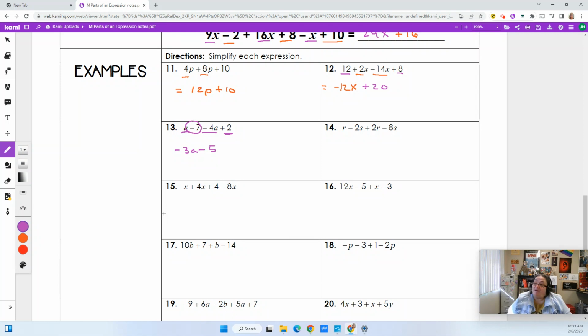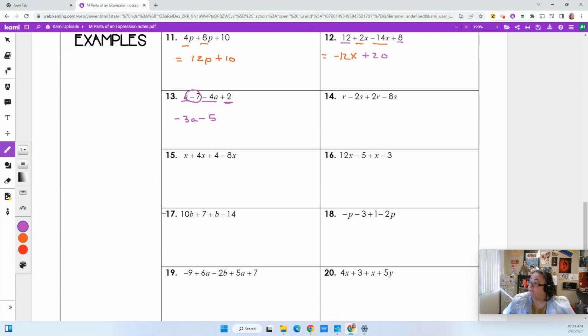If we look at number 14, we have different variables. We have multiple variables, right? But we can combine our R's together and then we can combine our S's together. Here I have R plus 2R. Well, that's 1 plus 2, which is 3R. Then we can do the same thing with our S values. Minus 2S minus 8S can be combined. And minus 2 minus 8 is negative 10S. Now my S's look like 5s. Before my 2's looked like Z's, and now my S's are looking like 5s.